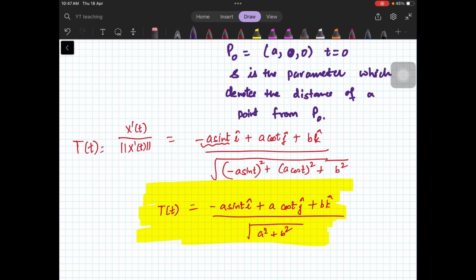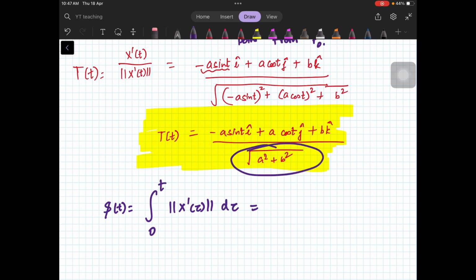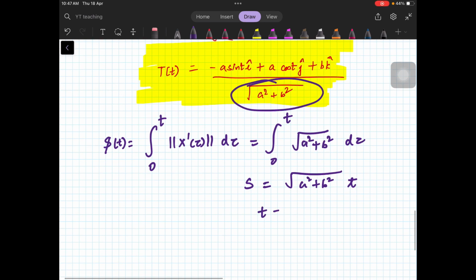Now let us do it in terms of s. First of all, I told you that you have to calculate s(t), which we already did in a previous video, but we'll do it again here. This is the integral from 0 to t of the modulus of x prime tau d tau. We just calculated the modulus, so this is the integral of the square root of a squared plus b squared d tau. So we get s equal to the square root of a squared plus b squared times t, so t equals s upon the square root of a squared plus b squared.